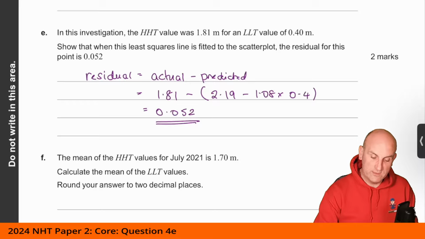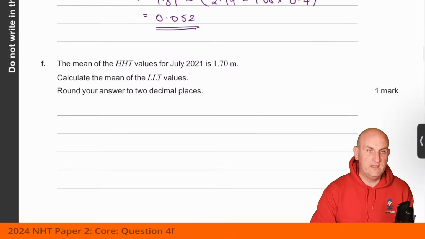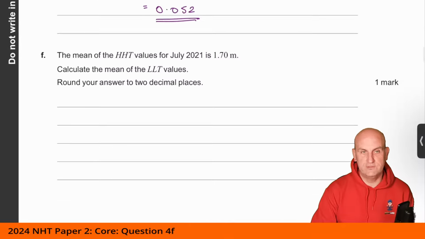I would imagine they'd be looking for that 1.81. They'd be looking for that formula. They'd want it subtracted and that to give you your 2 marks. The mean value of the HHT values for July 2021 is 1.7. Calculate the mean value of the LLT.